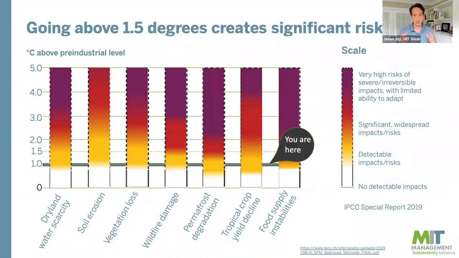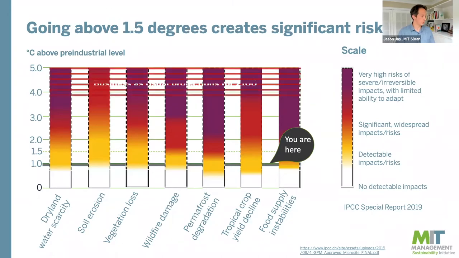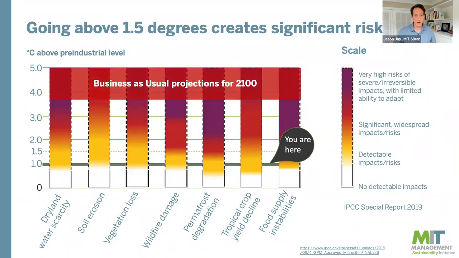We've already warmed the planet 1 degree Celsius above pre-industrial levels. Business as usual forecasts, which range from 3.6 degrees Celsius and higher by the end of the century, take us into this purple zone of very high risks of severe irreversible impacts with limited ability to adapt. So we need to get from a future that is 3.6 degrees down to 1.5 or 2 degrees, the targets under the Paris Accord, which scientists tell us will mitigate many of these very significant risks.